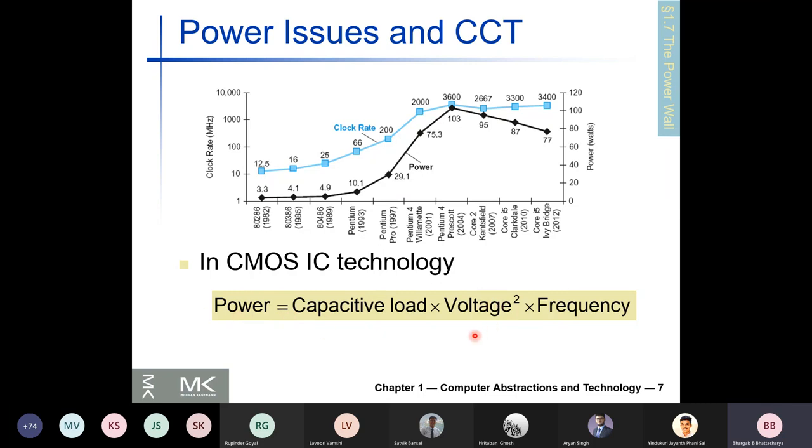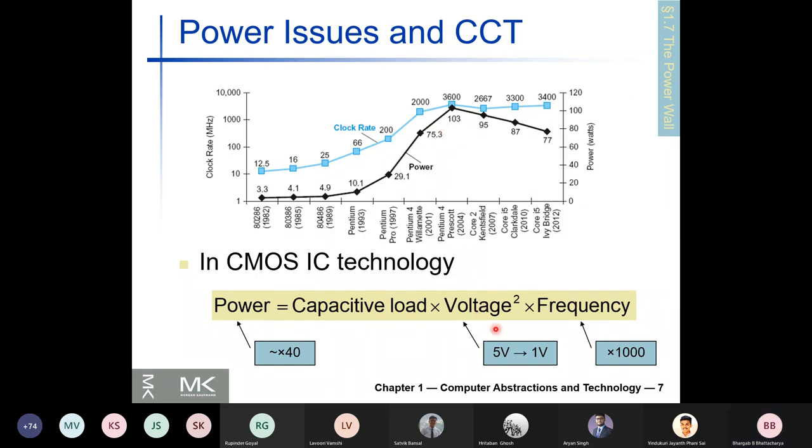Even though you reduce the voltage to compensate, but how much? The voltage cannot be reduced indefinitely because there are other electronic issues. For example, if I reduce voltage from 5 volt to 1 volt, there is a 5 times reduction, so there will be a factor of 25 here. But if the frequency rises by 1000, then the power consumption will increase by 40 times.